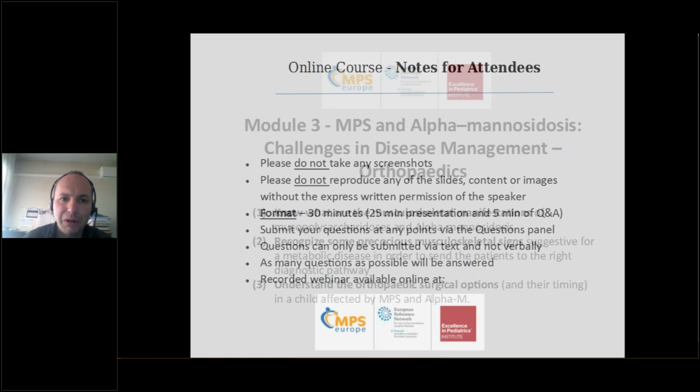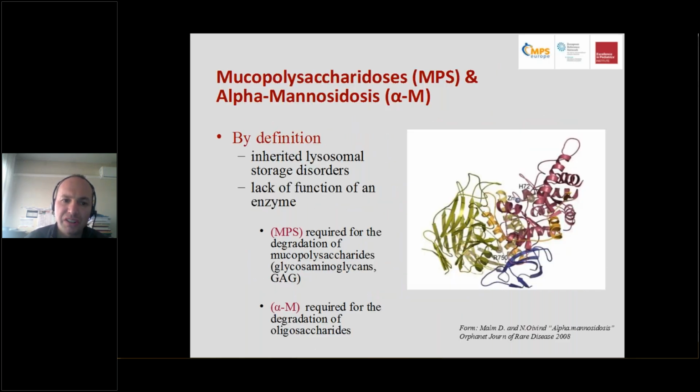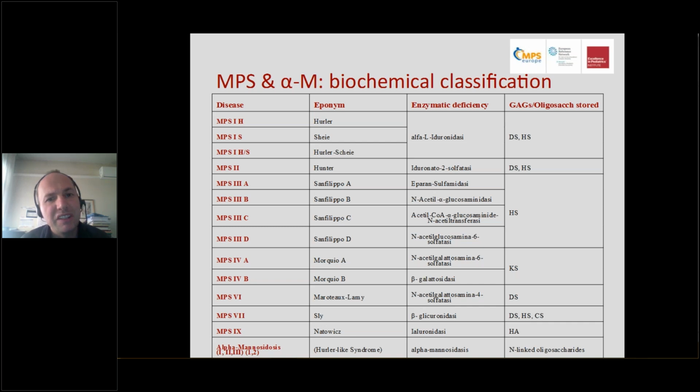So what are we talking about? By definition, mucopolysaccharidosis and alpha-mannosidosis are hereditary lysosomal storage disorders that are caused by the lack of function of an enzyme. In MPS, the enzyme is required for the degradation of the glycosaminoglycans, better known as the mucopolysaccharides, and in alpha-mannosidosis, the lacking enzyme is required for the degradation of the oligosaccharides. And you are probably familiar with this biochemical classification.